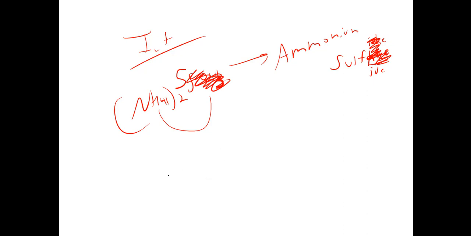Let's do a couple other examples. I could have something like this: Mg(NO3)2. Having memorized the polyatomic ion name, it's going to be magnesium, and that's NO3, so it's a nitrate. It's not a nitride, it's not a nitrite, it's a nitrate.